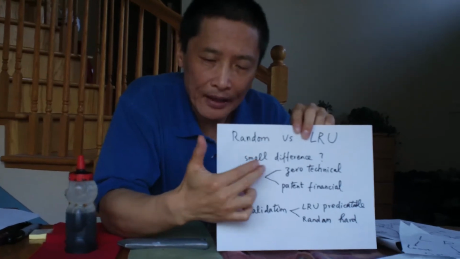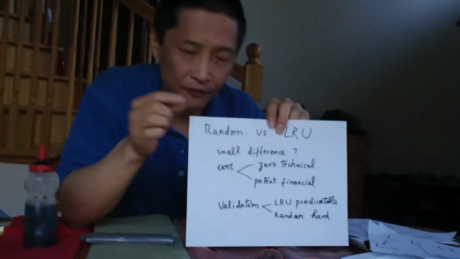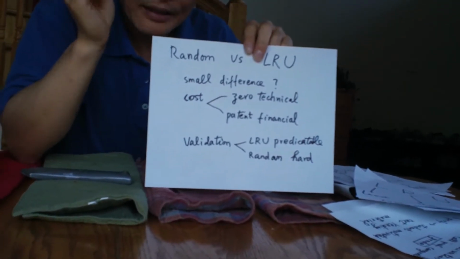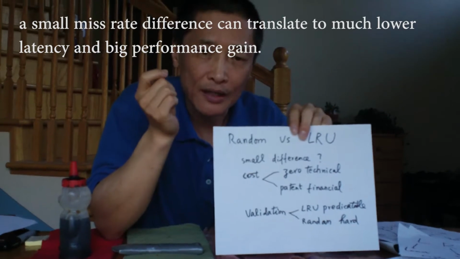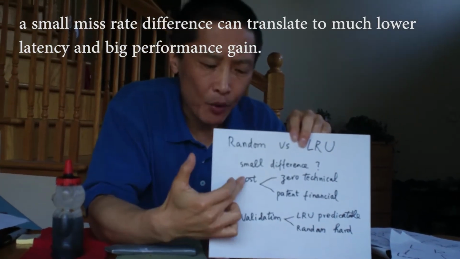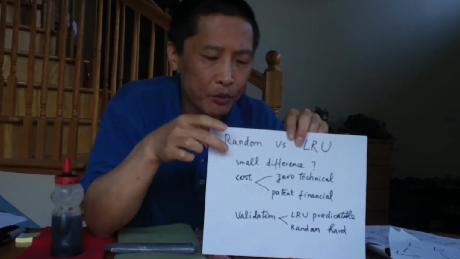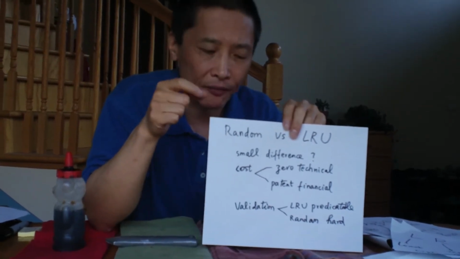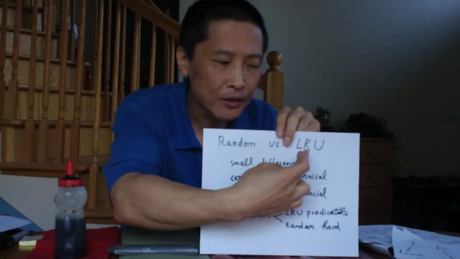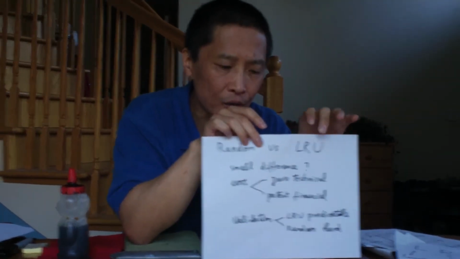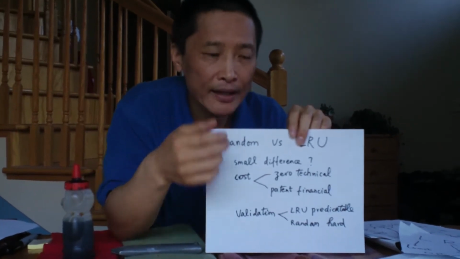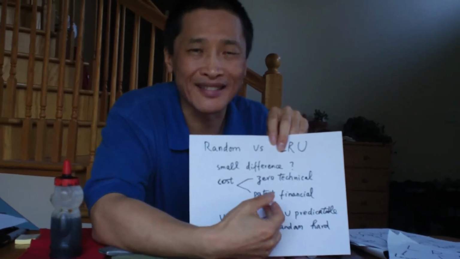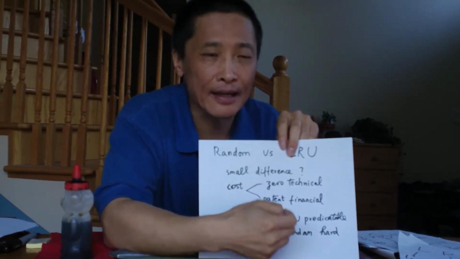Even though you see a very small difference on the curve, where you draw a curve that is very similar or slightly better, that small miss rate may translate into a very big gain. The second point is, what's the cost of implementing random versus LRU? It's really not that much different in terms of cost. Technically, the cost of implementing LRU is almost zero, but the only cost could be financial, because I have this patent and other people cannot use it. That's the financial cost.